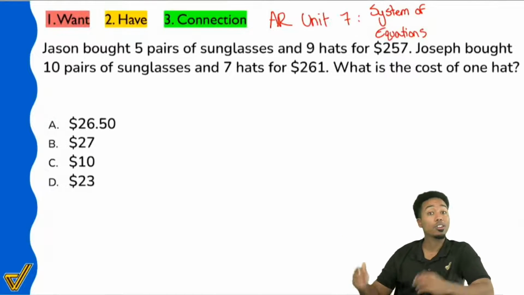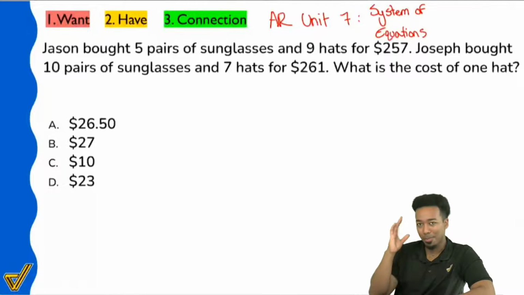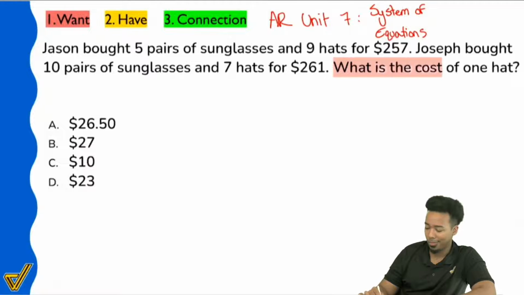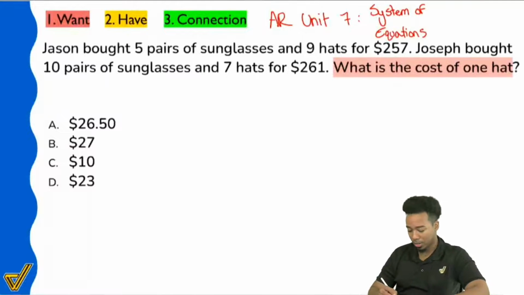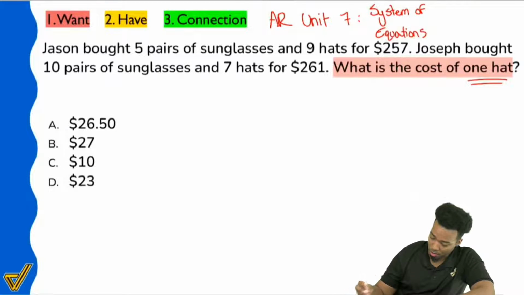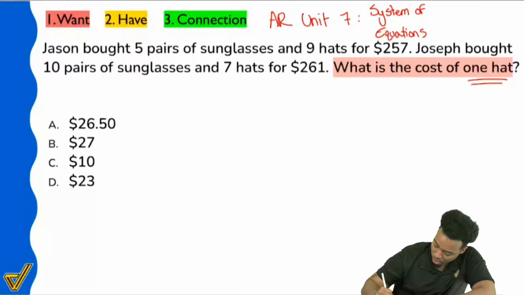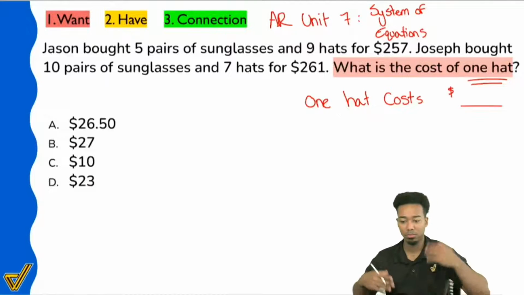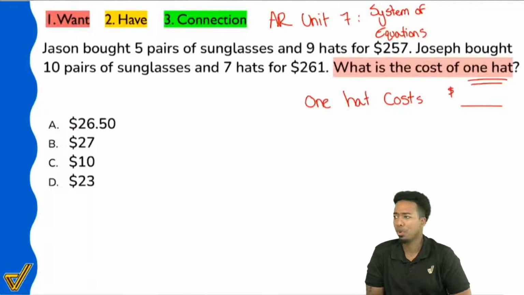Cool. We're looking for the cost of 1 hat. So again, remember, everybody, keep in mind, this is a slightly more advanced question, but it's still very doable. We want the cost of 1 hat. Everybody, is it okay with you if I say that we're looking for the cost of 1 hat? So we'll say 1 hat costs, and then we'll just put a dollar amount, is that okay with y'all? That's what we're looking for, right? 1 hat costs blank dollars.